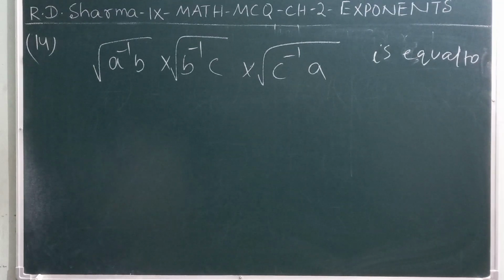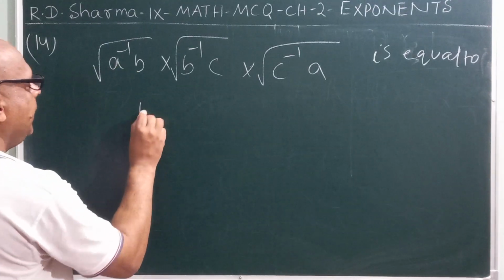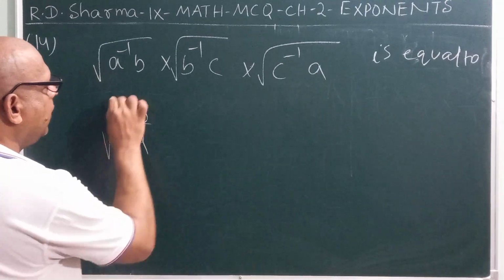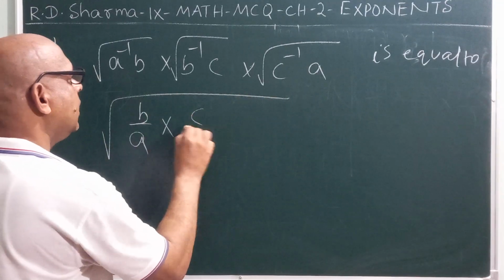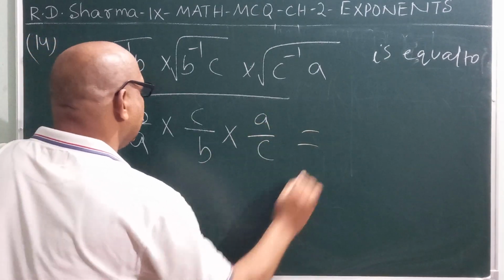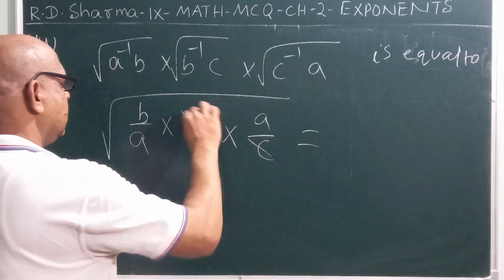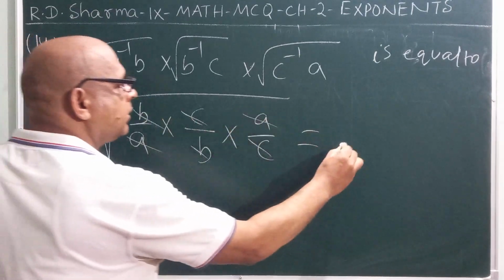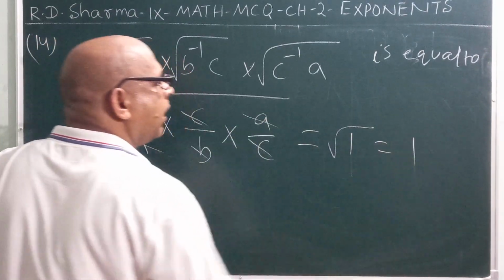Number 14 is equal to b by a root over into c by b into a by c equals c. Cancel b, cancel a, answer 1 root over, answer is 1.